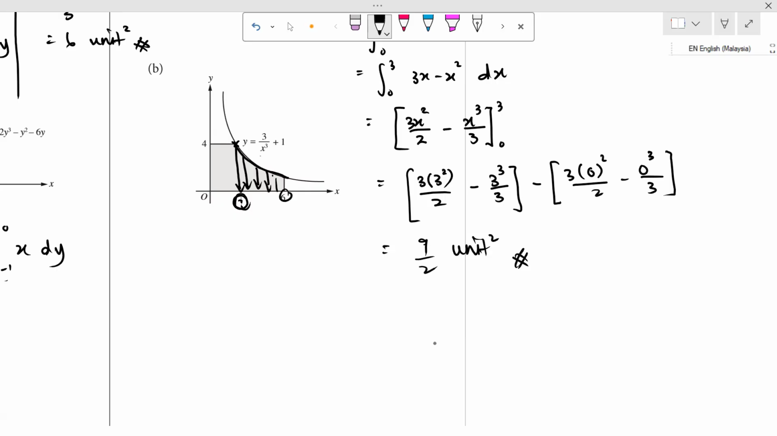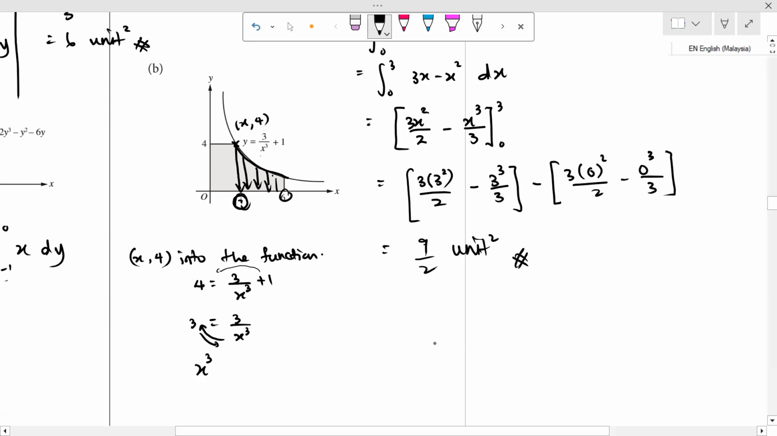So at this point, you do not know what your x is, but you do know the y value is 4. So you shall sub y equals 4 into the function. Whenever you see y, you replace with 4. Whenever you see x, just leave it, plus 1. And therefore, 4 minus 1 is 3. So 3 equals to 3 over x cubed. So swap the position. x cubed equals to 1. Therefore, x equals to 1. So we found here to be 1.